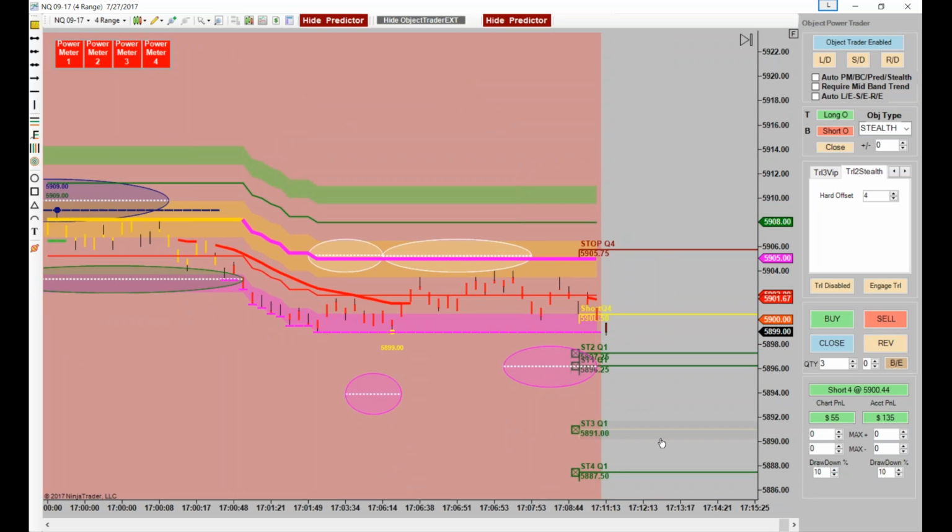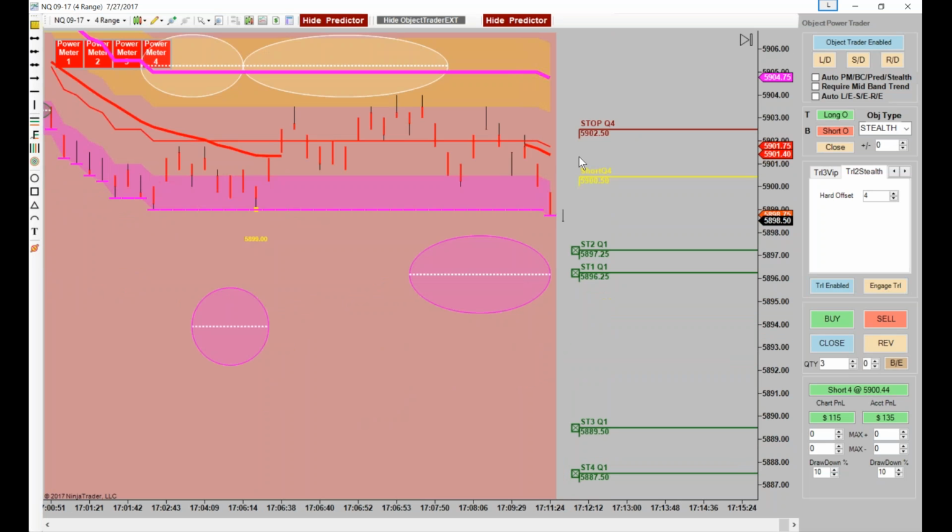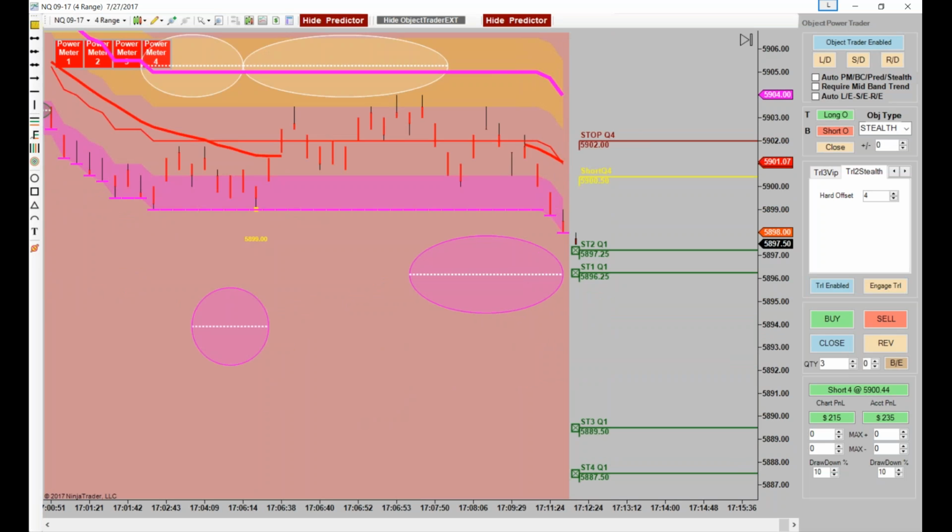Okay. We'll go ahead and get a couple of targets out of the way, and we're going to engage our stealth as our trail. Now, what's the stealth? It'll engage as the trail. See the stealth right here? Now, you've got an offset on here also where you can set it, for instance, like 4 ticks above it or 3 ticks or whatever.